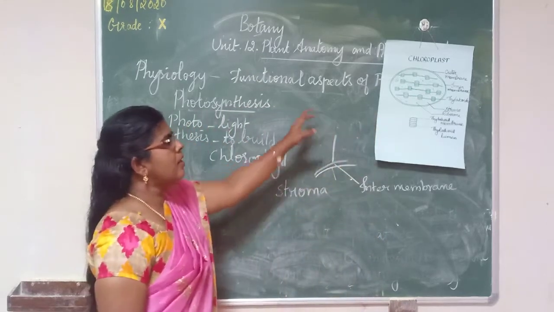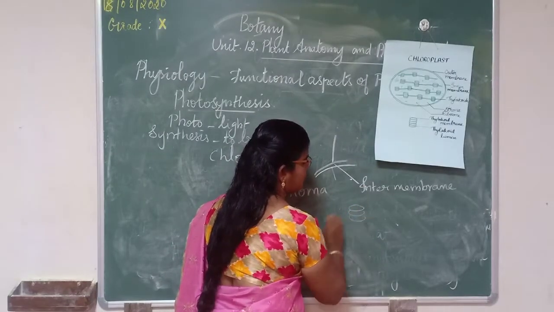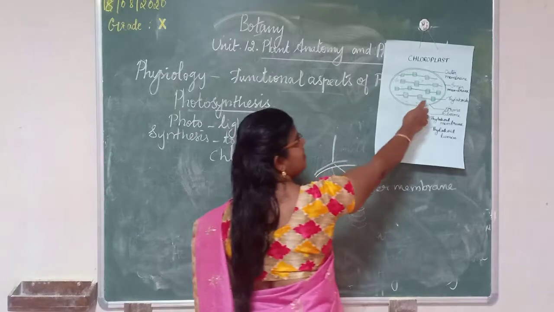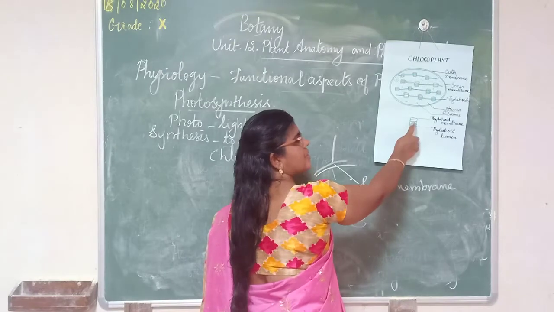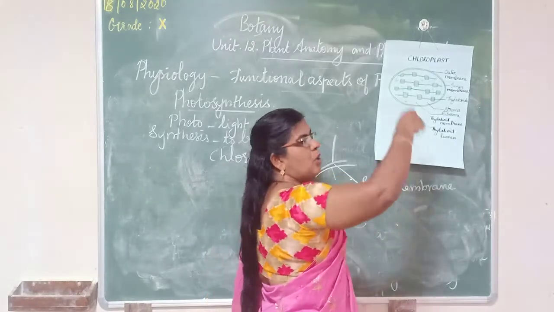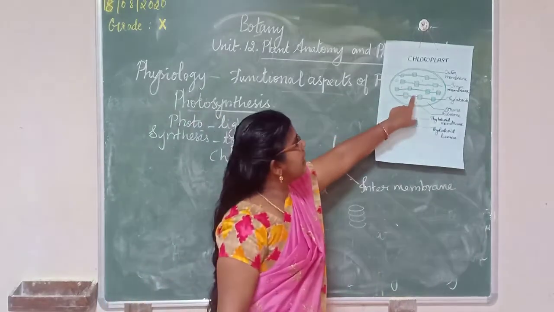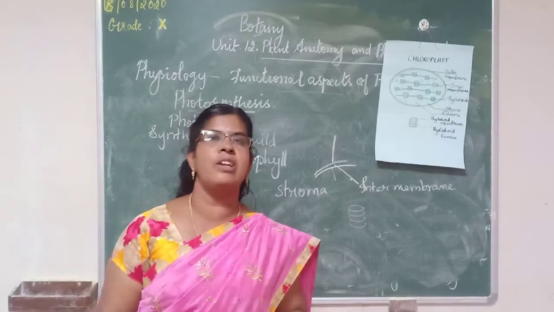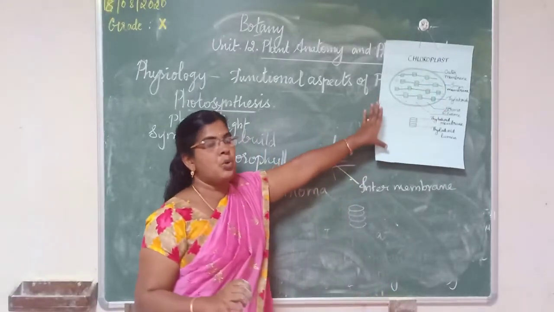Now the stroma contains the thylakoids. Thylakoids are stacks of coin-like structures which are present inside the chloroplast, arranged one above the other. The whole structure is called granum. This granum is interconnected by a membrane called fret membrane or fret channel. So these are the structures present inside the chloroplast.